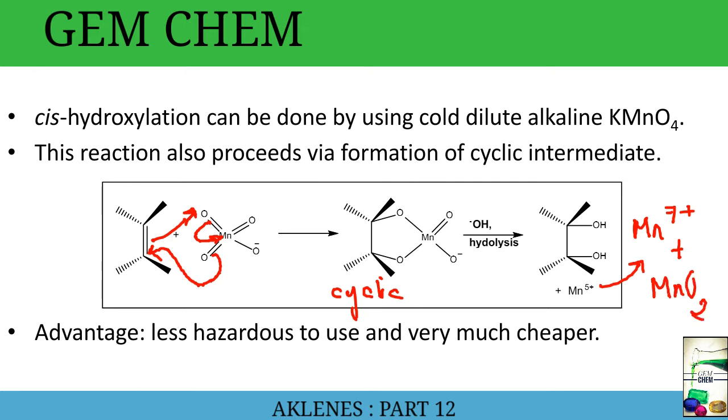Now using potassium permanganate labeled with O18, it is found that both glycol oxygen atoms come from the oxidizing agent. So if we want to detect whether these two are coming from this MnO4 minus, we can label these oxygens and then we can observe that these are also labeled.